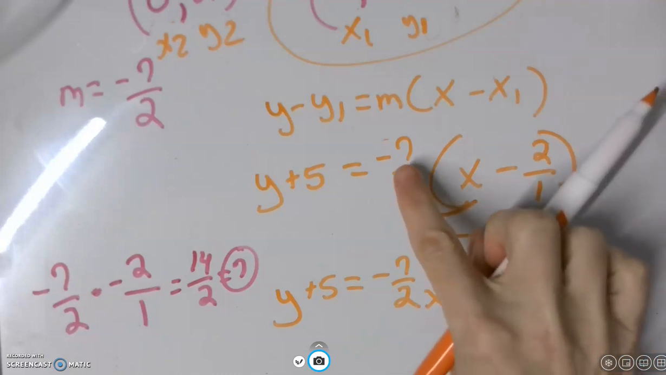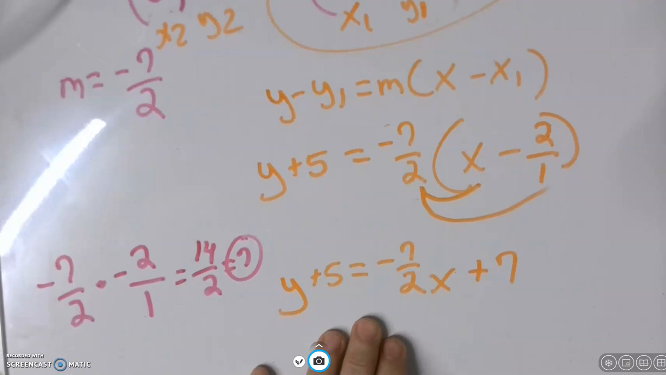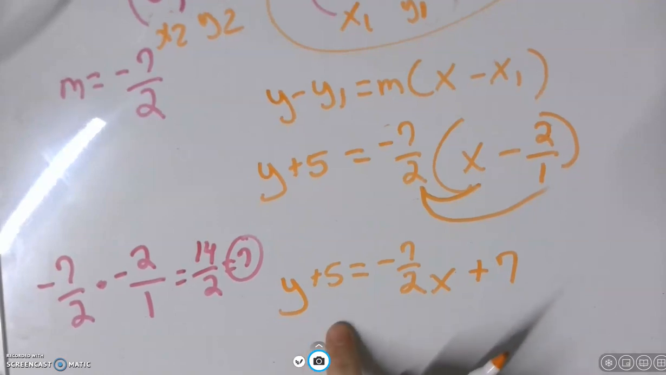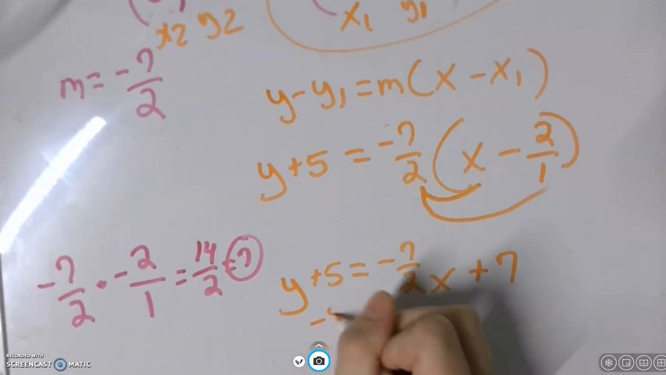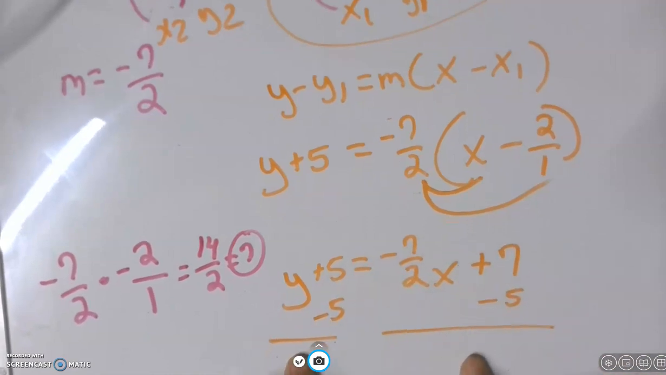Okay, so then when I multiply -7 times -2, I get 14. 2 times 1 is 2. 14 divided by 2 is 7, right? Or you can cross cancel. So now I'm here, and now I just have one more step left. I have y plus 5. You need y alone, so we subtract 5 from both sides. You always want to keep this equation balanced, right?